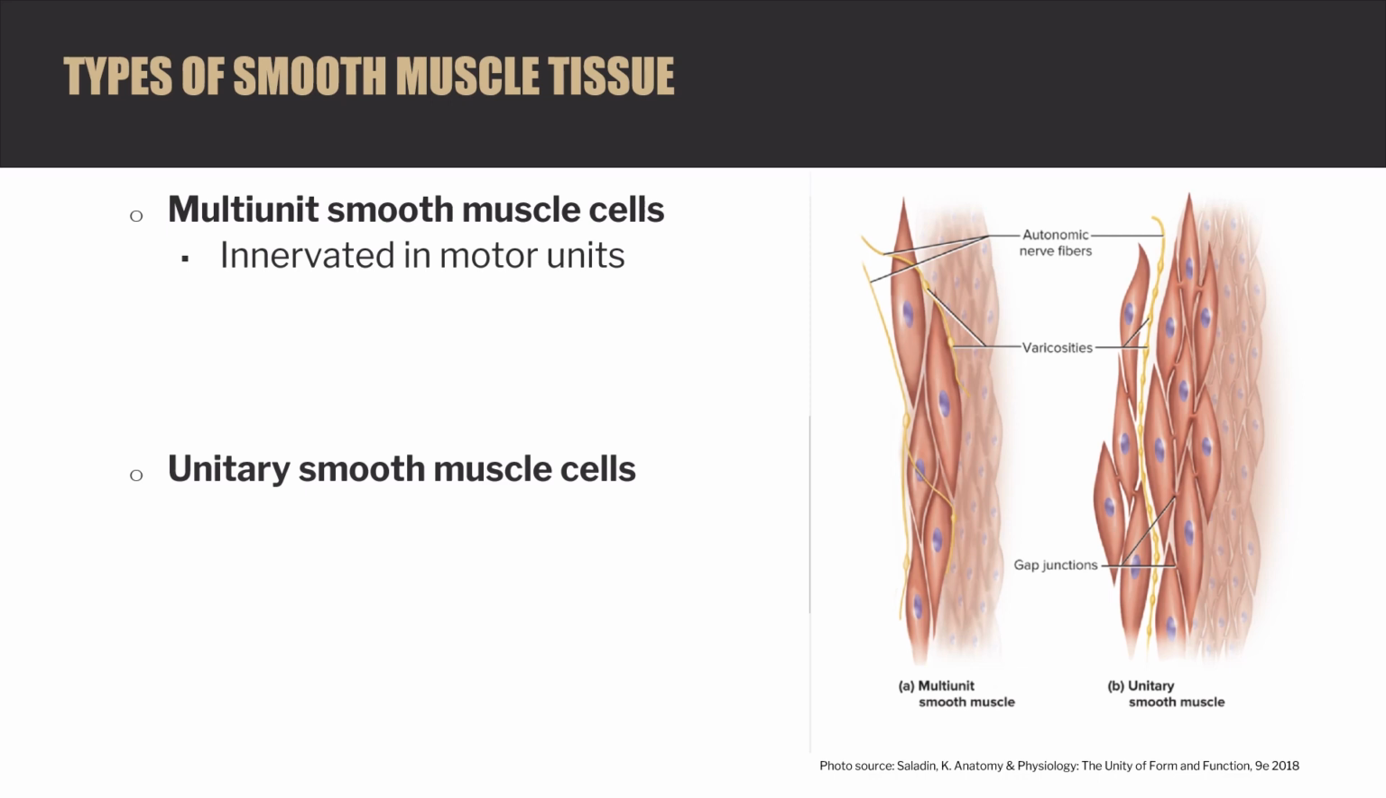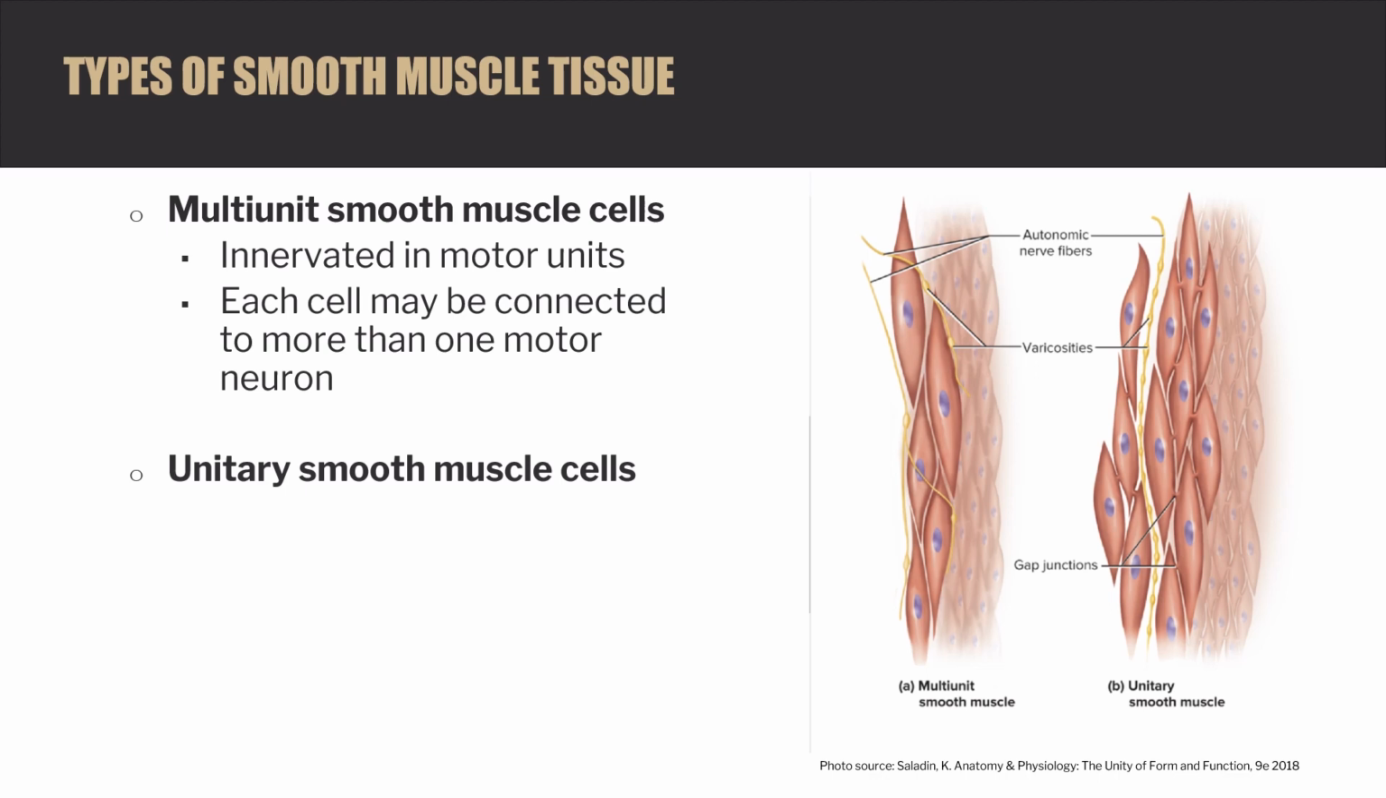Its innervation, although autonomic, is to some degree similar to that of the skeletal muscle. The terminal branches of a nerve fiber synapse with individual myocytes and form a motor unit. Each cell may be connected to more than one motor neuron, hence the name multi-unit. Multi-unit smooth muscle does not, however, generate action potentials. It contracts in response to variable, graded, electrical changes in the sarcolemma or even in the absence of electrical excitation.